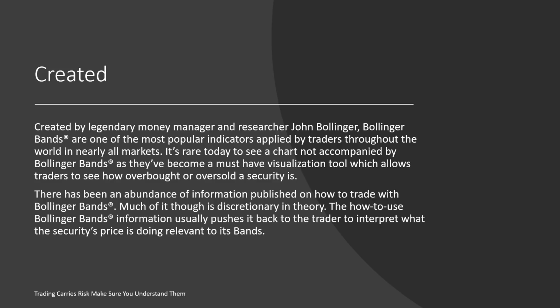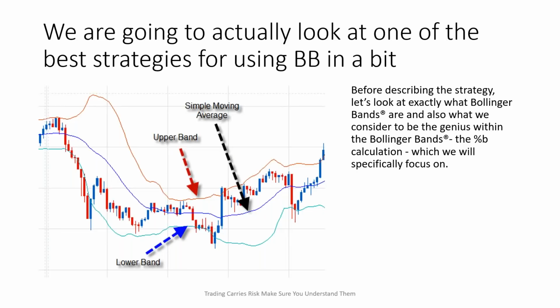So the how to use Bollinger Band information usually pushes it back to the trader to interpret what the security price is doing relevant to the bands. And Bollinger Bands is a type of trading called a band or an envelope. It is one of the few indicators that is actually dropped on the price chart directly over price. So let's go over to a live chart and let's see how this is done.